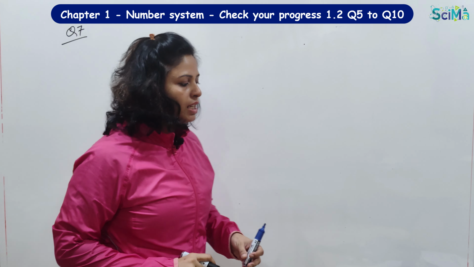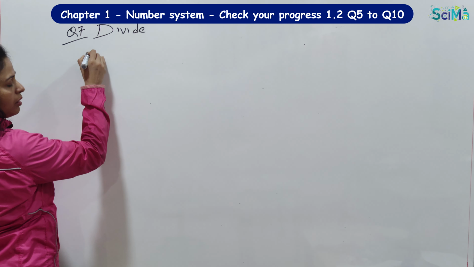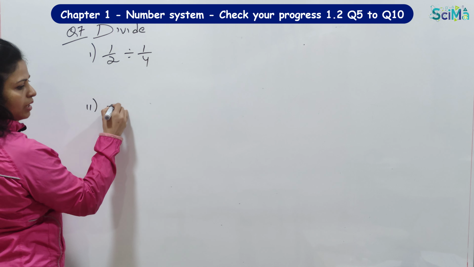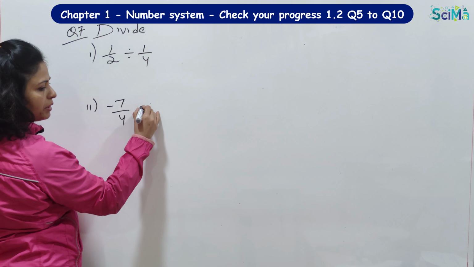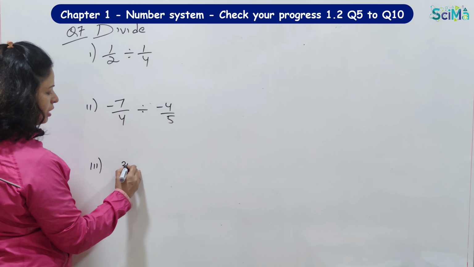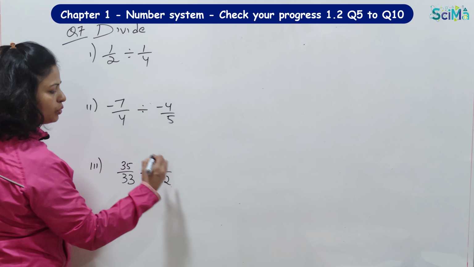So question number 7 is division. Divide 1 by 2 divided by 1 by 4. Second one, minus 7 by 4 divided by minus 4 by 5. Third one, 35 by 33 divided by minus 7 by 22.